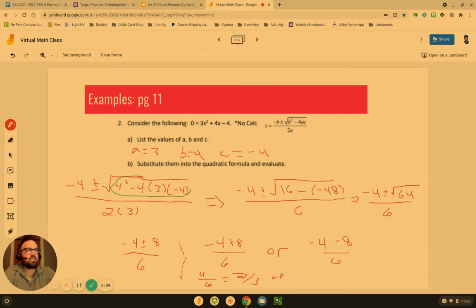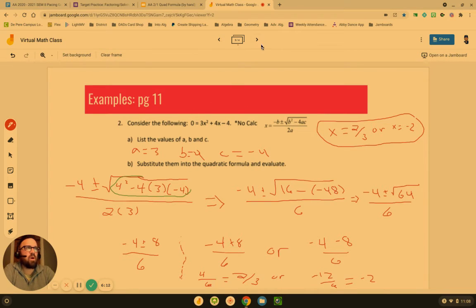Or we could get negative 4 minus 8, which is negative 12. Negative 12 all over 6 is negative 2. So write the answer way up here. X could equal 2/3, or X could equal negative 2. A lot of steps to follow for those two answers, but it would be almost impossible for us to get those as factors. Okay? Know this formula, know how to find A, B, and C.